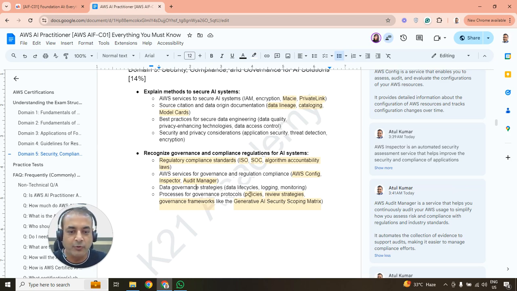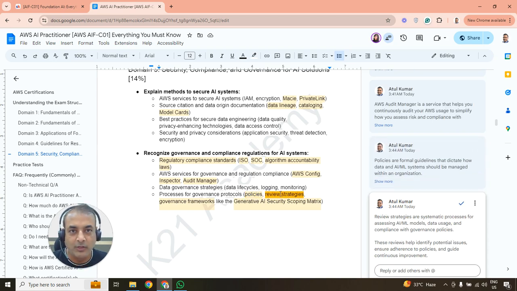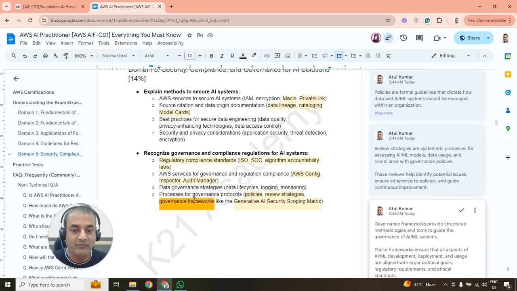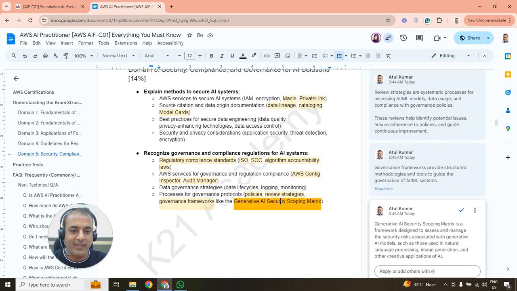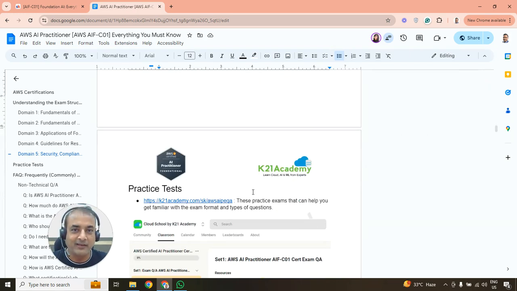Also, the process for governance protocols like policies, what they even mean, what the review strategies are, what the process should be, governance frameworks, as well as generative AI security scoping. So there's a lot, but trust me, it's going to be fun, and that will make you a good AI individual. Even though it's a practitioner exam, you will have full understanding of these things. I hope you understand and enjoy, and you're getting excited as well.